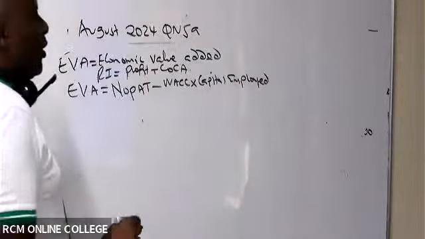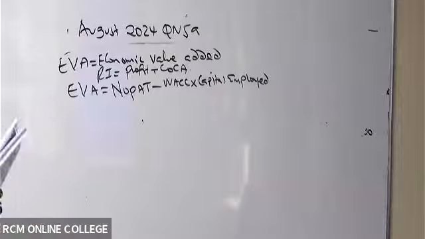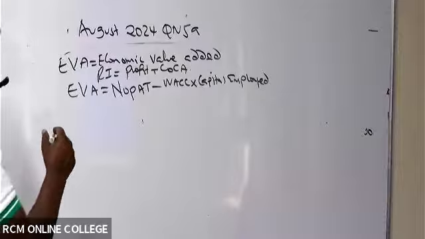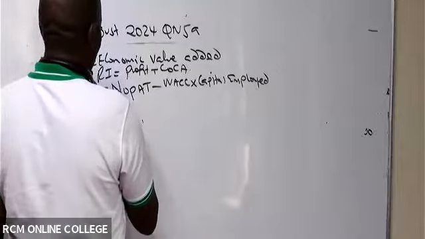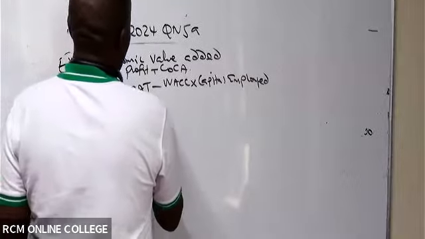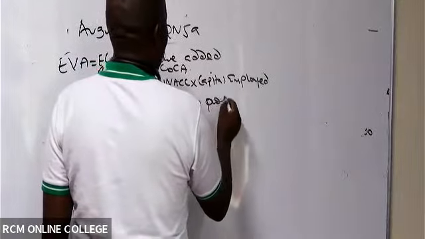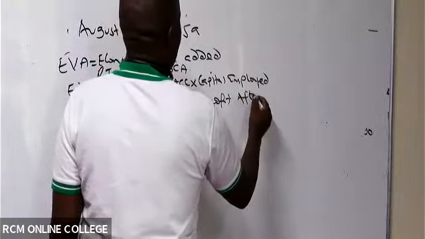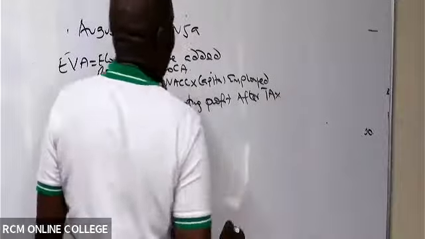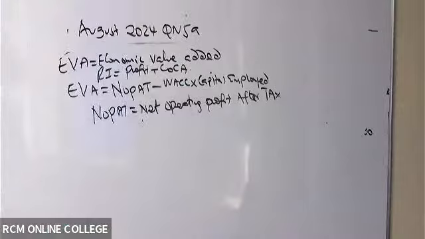NOPAT minus WACC times capital employed. So NOPAT is net operating profit after tax.